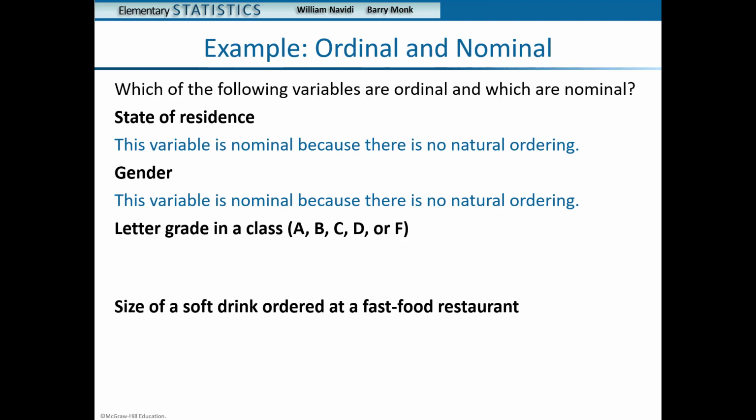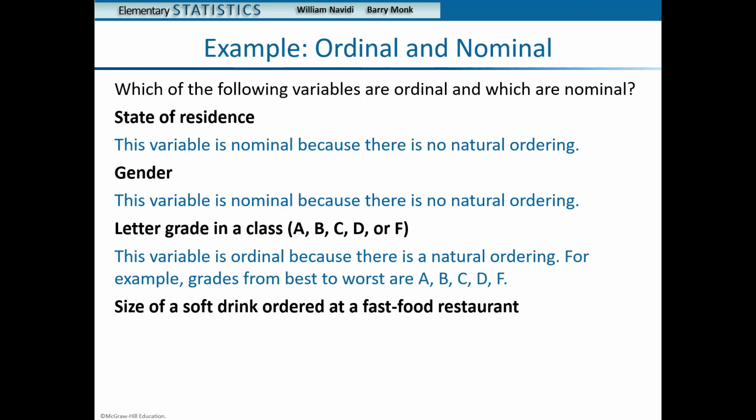But if we look at letter grade in a class, again, it's qualitative because the categories would be A, B, C, D, or F. And this would be ordinal because there is a natural ordering, right? If we arrange them in the order A, B, C, D, F, that makes sense, because that arranges the grades from the best grade to the worst grade. So that's a way of naturally arranging those category names.